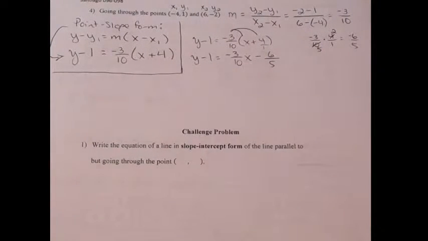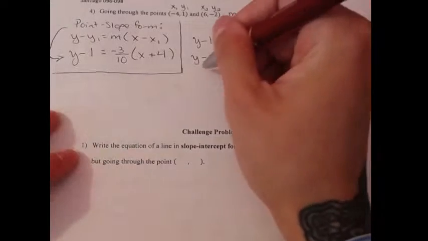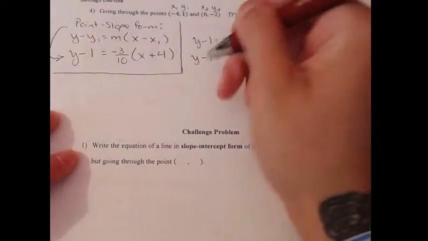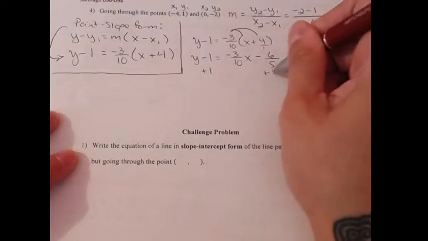If you happen to leave it -12/10, that's fine. Eventually you're going to have to reduce anyways. I try to reduce wherever possible, just to try to make things a little bit simpler. But it's up to you. Next, we want to isolate y, so I'm going to add 1 to both sides.